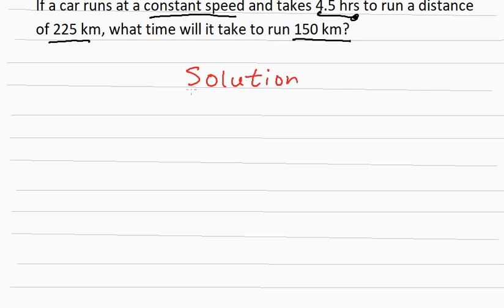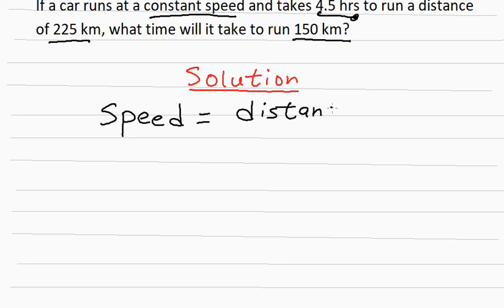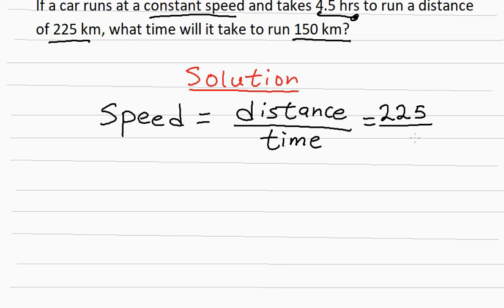Of course, you know that in proportion and in ratio, you know very well that speed is always equal to the distance all over time. So here the distance is 225, then of course divided by the time, which is 4.5.